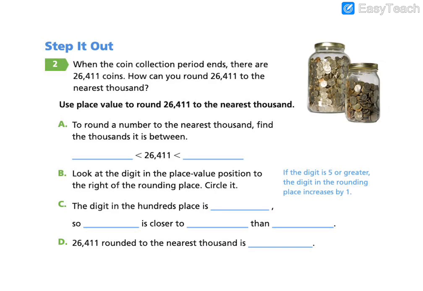When the coin collection period ends, there are 26,411 coins. How can you round 26,411 to the nearest 1,000? This time it's going to ask us to use place value to round. And we are rounding to the nearest 1,000. Go ahead and underline the digit in the thousands place.